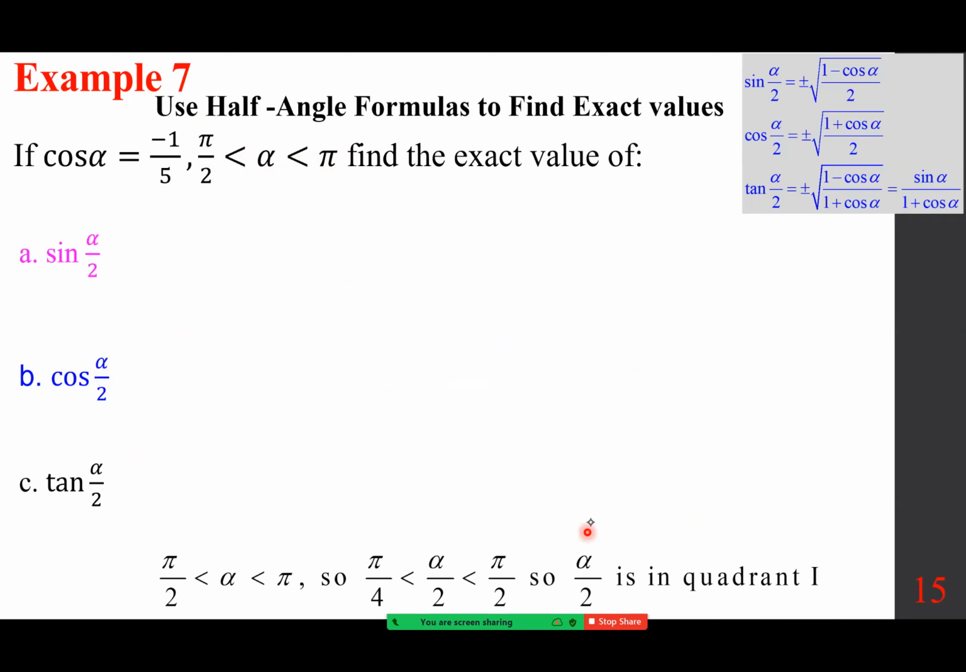It's the first quadrant. So for sine, we use this formula with a positive. So square root of 1 minus cosine alpha divided by 2. And cosine alpha will be replaced with negative 1/5. So it becomes 1 minus negative 1/5, which makes it positive 1/5. With the 1, it becomes 6 over 5.